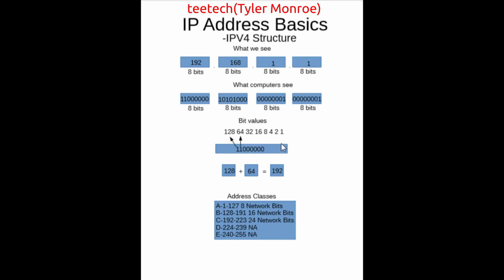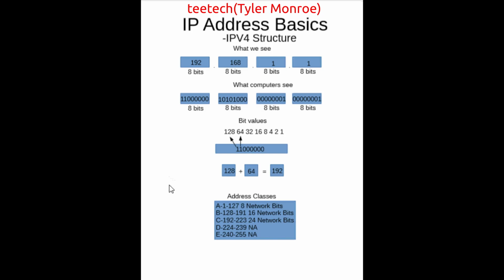Now, the other thing is these are powers of 2, and they double each time. So it goes 1, 2, 4, 8, 16, 32, 64, and 128, and that adds up to a maximum of 255. All right, so 255. That is how computers see them and how we represent them. And it's very important that you know how to convert them like that.